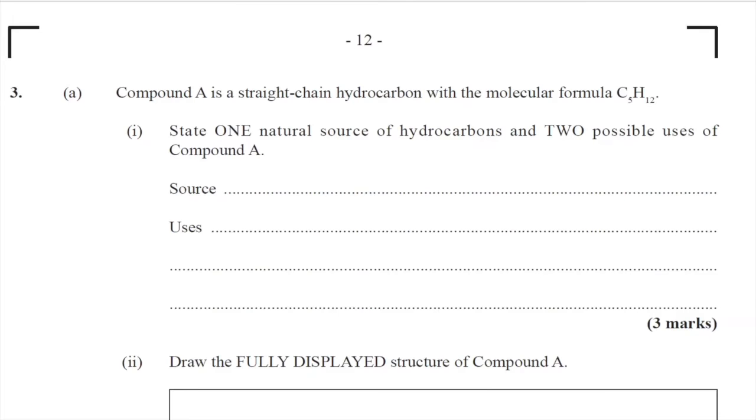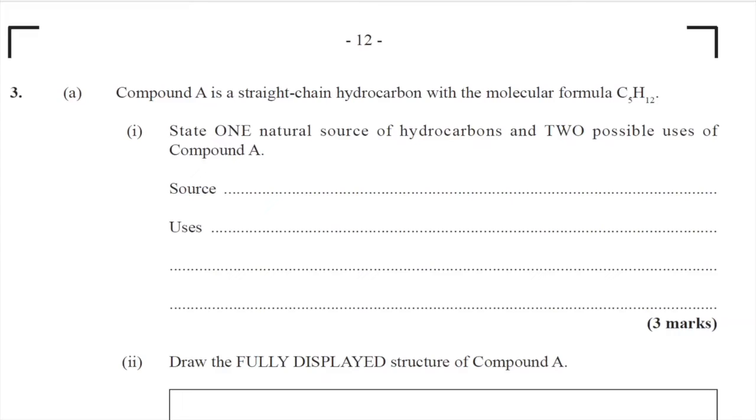Just looking at this, we're seeing energy coming up and what a time it is. Oh my word. Organic chemistry, it is. Compound A is a straight chain hydrocarbon with the molecular formula C5H12. Part 1. State 1 natural source of hydrocarbons and 2 possible uses of compound A.